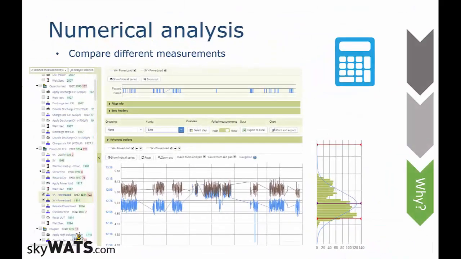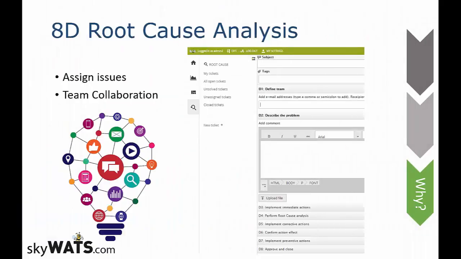Digging further down, we can also do numerical analysis, like looking at correlations between different measurements, plot the measurements in different view modes, and other more advanced analytics. Part of continuous improvement is also how stakeholders collaborate to fix problems. SkyWATS and WATS contain a root cause feature, helping these people to collaborate and solve issues in a structured manner.